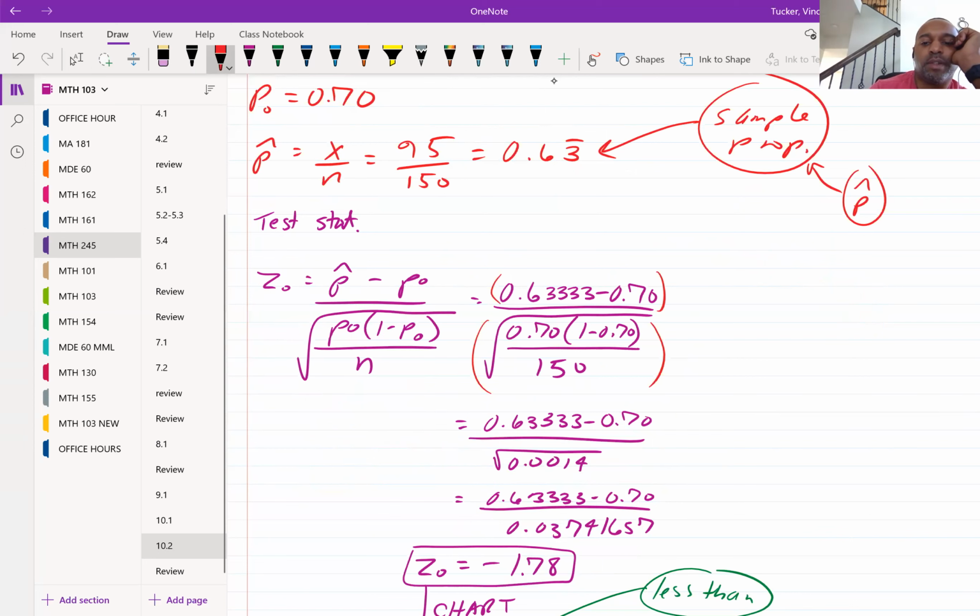But yep, so we're walking this all through. That's all this is. And then I will end up with negative 1.78. Now don't forget it's a z-score, so you always round to 2 decimal places. So that's why it's negative 1.78.